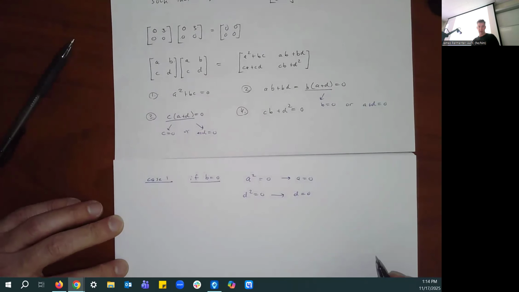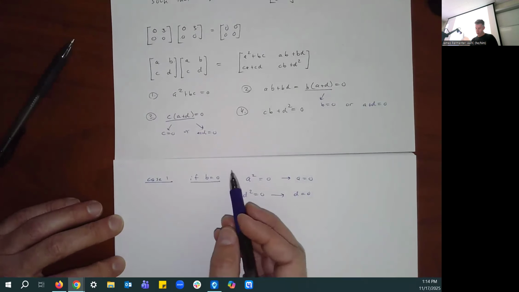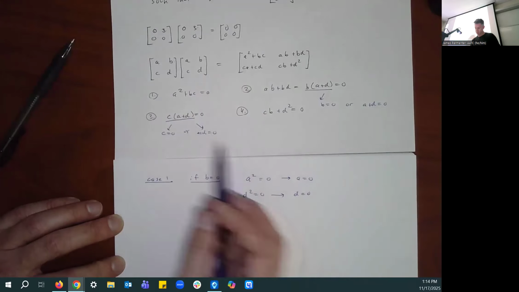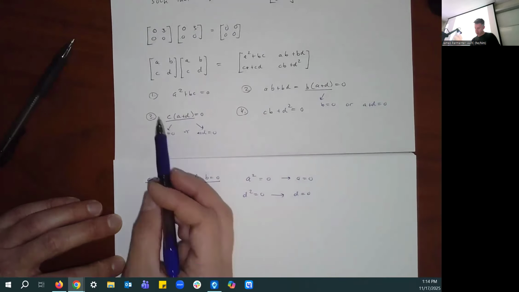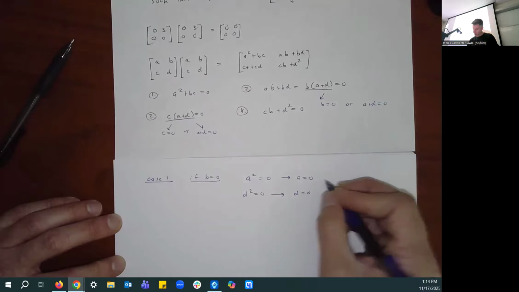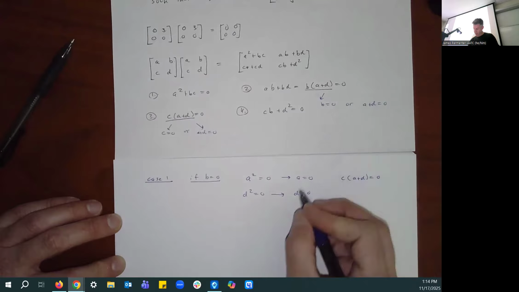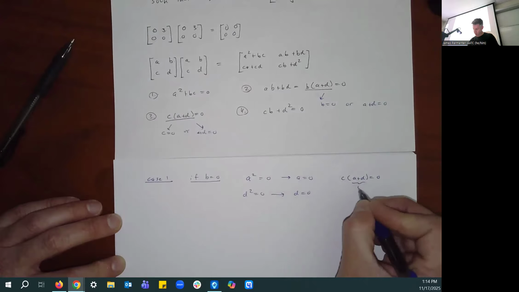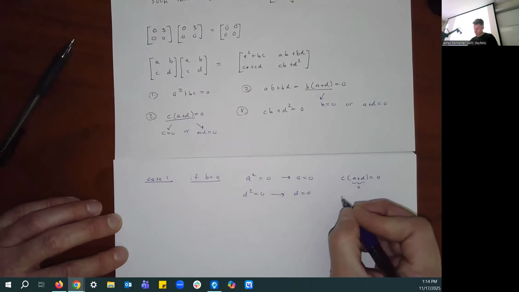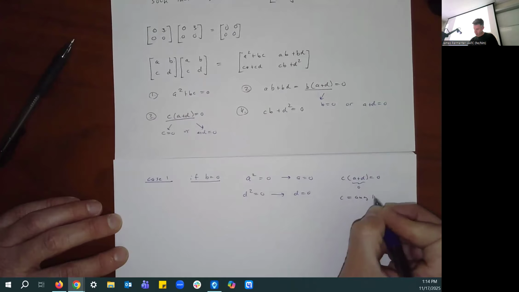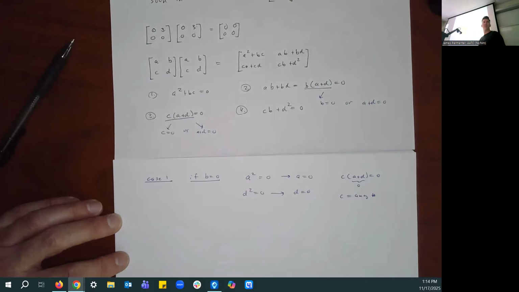So this is going to be a matrix kind of like what we had before. I suppose I should look at equation 3 as well. So then I have equation 3, C times (A plus D) equal to 0, but A plus D is already going to equal 0. So C can really be anything. And this gives us a solution similar to the one I came up with.